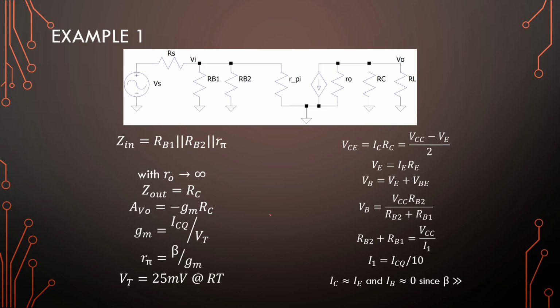And these will be used as required. Okay, so the input impedance is RB1 parallel to RB2 parallel to R pi. So we can see immediately that our input impedance is very dependent on R pi. So if you ever need to design for a specific input impedance with this kind of amplifier right here, selecting R pi first and then getting a collector current from that is a very large possibility.